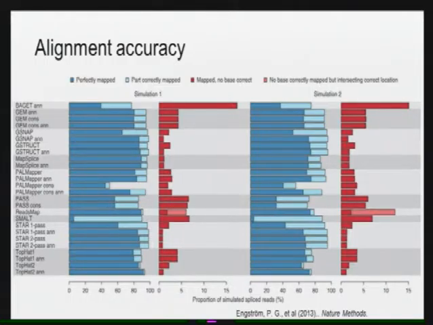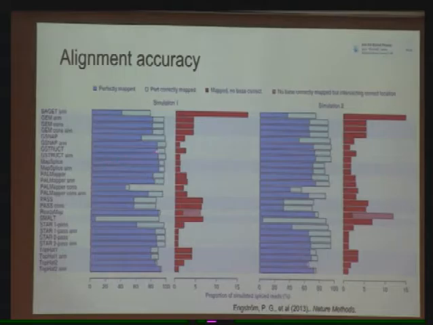Okay, so accuracy. They can only calculate accuracy for the simulated data sets because those are the only ones where they know the true alignment locations. And so here, dark blue is perfectly mapped, light blue is partly correctly mapped, and then the red is mapped, but no base is correct. So obviously, I think they colored it red for a reason. Large red bars mean this method has issues, and you might not want to use it. Or you might want to be very concerned about that, because it's aligning a lot of reads, but none of the bases are aligned to the correct location.